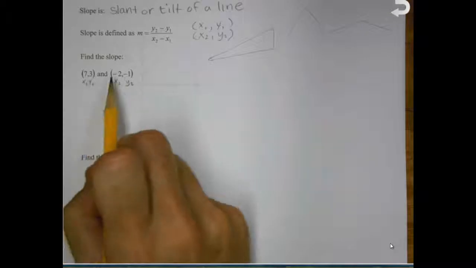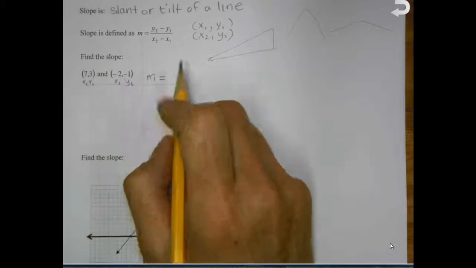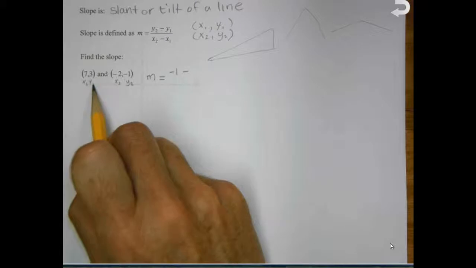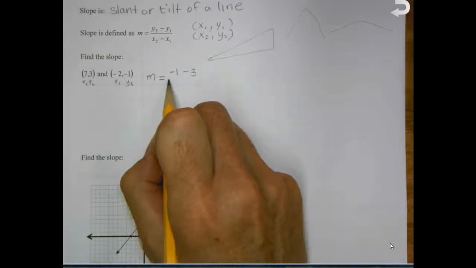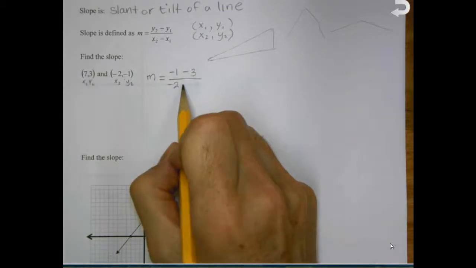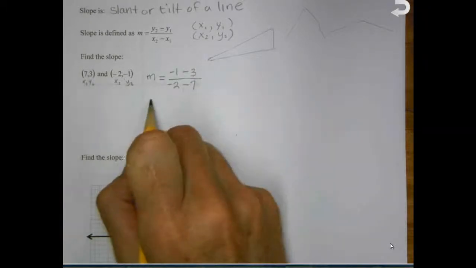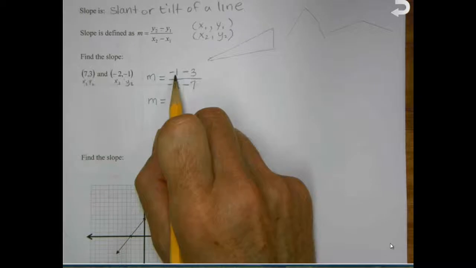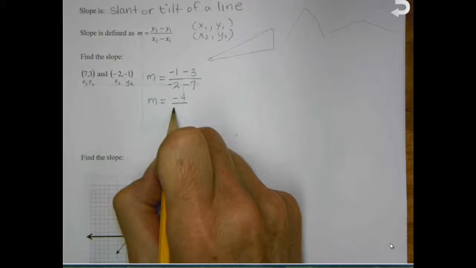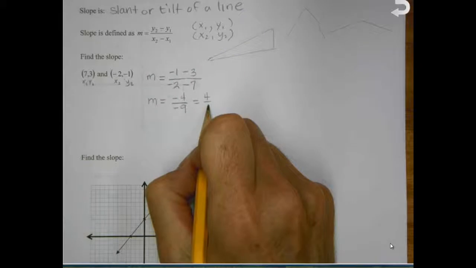So once I've determined that, I can use my slope equation, and my y2 in this instance is -1, and then I'm subtracting my y1, which is a +3. And then for my x2, I have a -2, and then I need to subtract my x1, which is a 7. And when I calculate that, I have -1 minus 3, so that's -4, and -2 minus 7, that's -9. And when I take care of my negative divided by a negative, I have 4/9 for the slope.